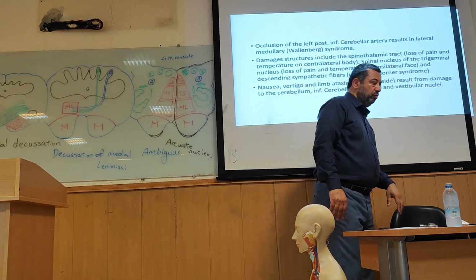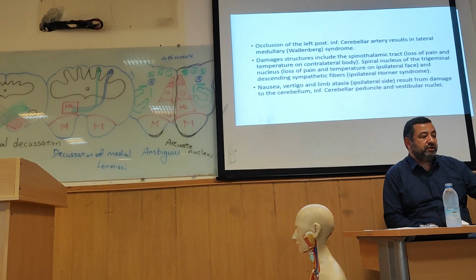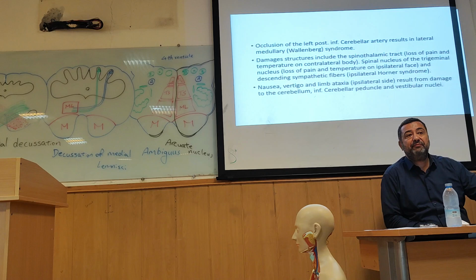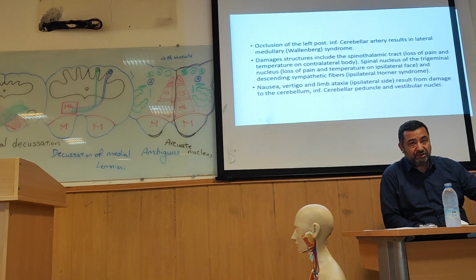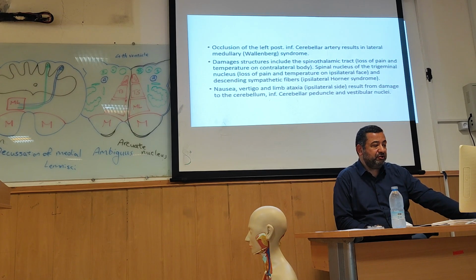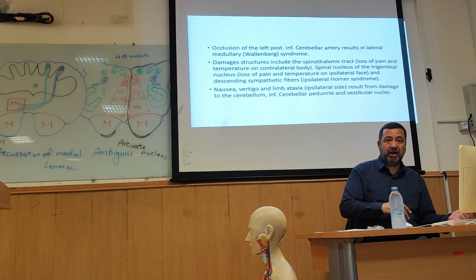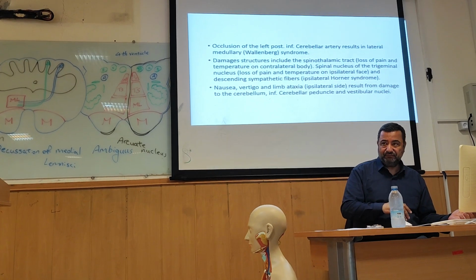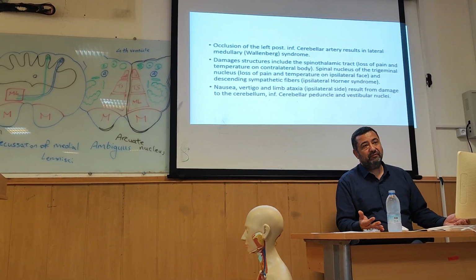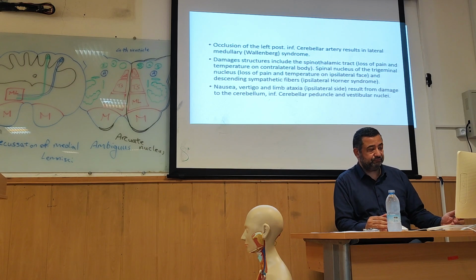Nausea and vertigo and limb ataxia, intention tremor I told you, result from damage of the cerebellum, the inferior cerebellar peduncle and vestibular nuclei. Then I told you she's falling to the left side. Okay? It shows the vestibular nuclei on the left side are damaged. Is it clear? Yes.